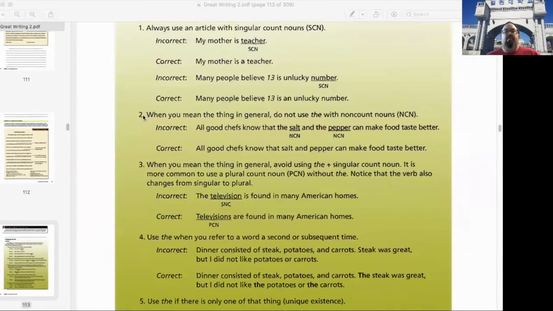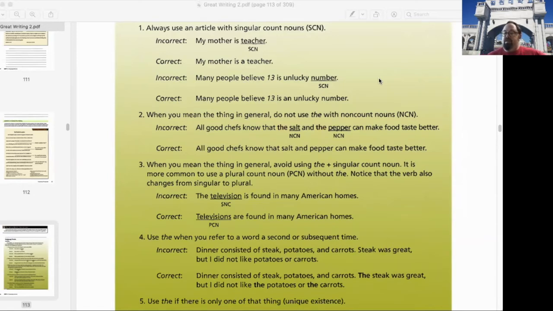Okay. So number 2, when you mean the thing in general, do not use the with non-count nouns. Okay, so here's an example. Salt and pepper, like salt in general, pepper in general. You don't need the for that. All good chefs know that salt and pepper can make food taste better. So you don't mean a particular salt or pepper, you mean all of it, all salt, all pepper. Okay, so in that case, don't use the.